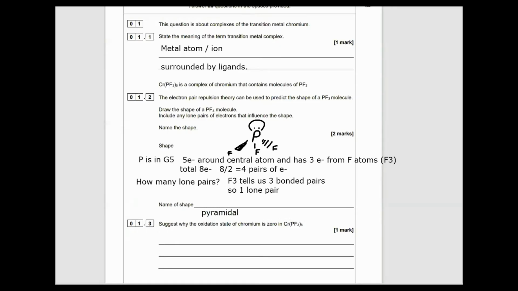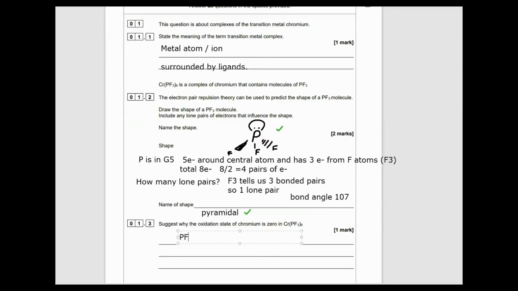Lovely. Okay, 1.3, suggest why the oxidation state of chromium is 0 in the following complex. So we're going to get into that. Oh yeah, and just out of interest, the bond angle in PF3 is going to be 107, because it's 109.5 in tetrahedral, and then you minus 2.5 for each lone pair. So it goes from 109.5 to 107, then 104.5.